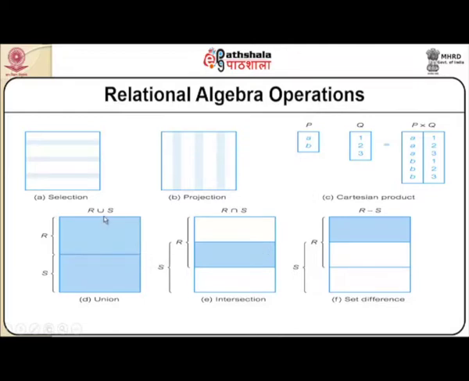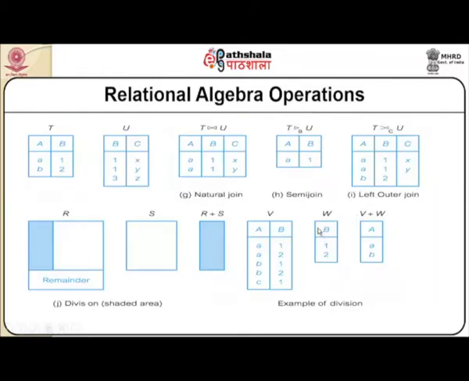If I do a union of two different relations, it includes all the values that are included in relation R and relation S. Intersection between relation R and S will highlight only those aspects which are common between relation R and relation S. The difference indicates S will be completely omitted from the relation R.